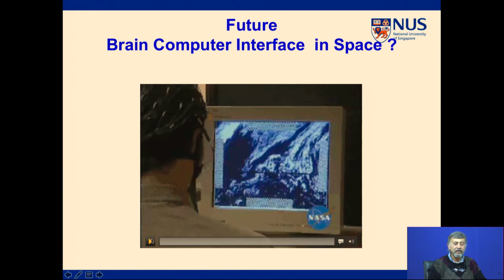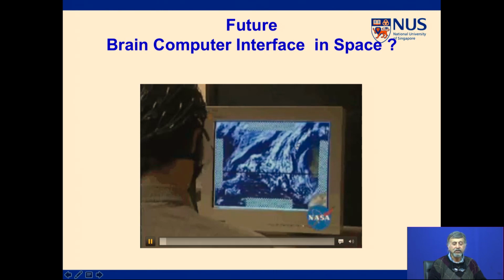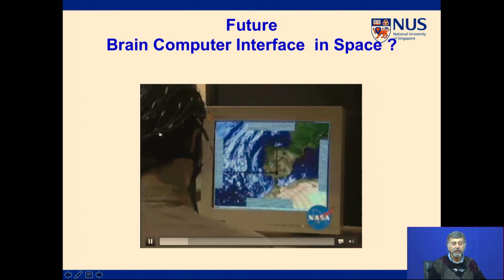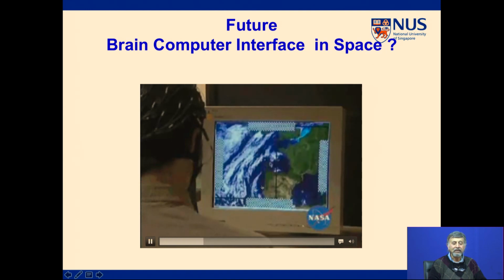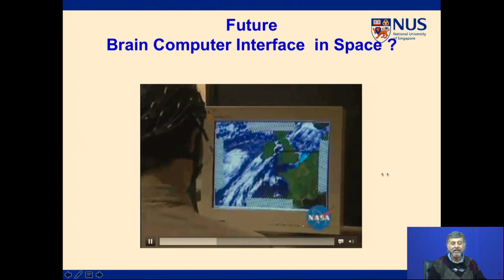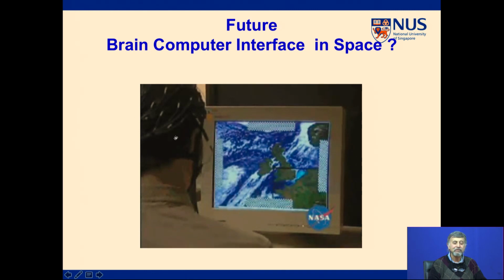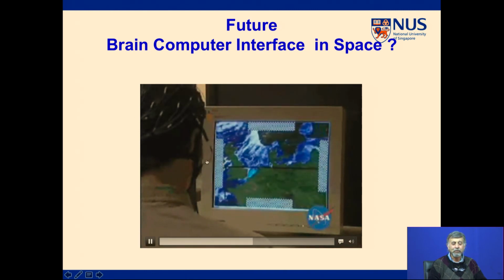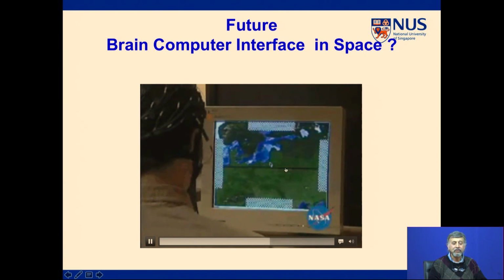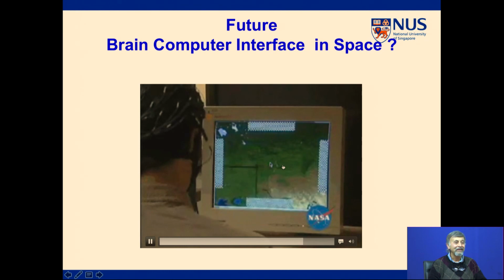This is again out of NASA. This person is sitting at the screen, and it's as if his screen is that of a space station, which has a camera looking down on Earth, and he's scanning the Earth. Or you could put it that he's navigating the space station with his mind. Literally what this person is doing is just going left, right, or top down, just one or two axes, but it looks cool that you can actually navigate a space station.